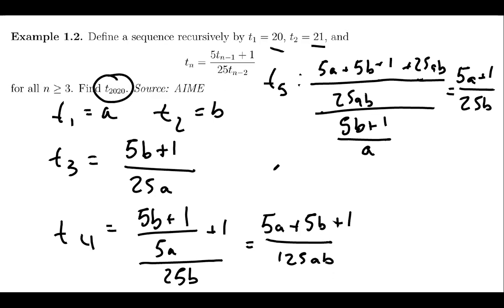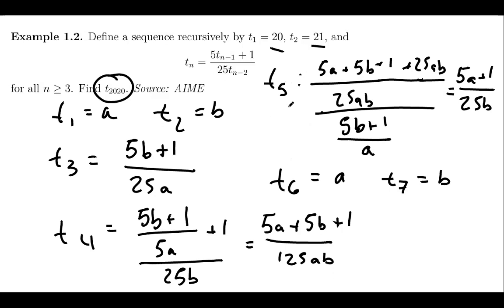Let's skip some of the algebra here, but t6 equals a, and then t7 equals b. So now we're back to a and b. And since this relation only relies on the last two terms, once we've gotten a and b, that means that the pattern will repeat for the rest of the numbers. So it looks like it starts to repeat after t5. After 5 terms, it repeats.